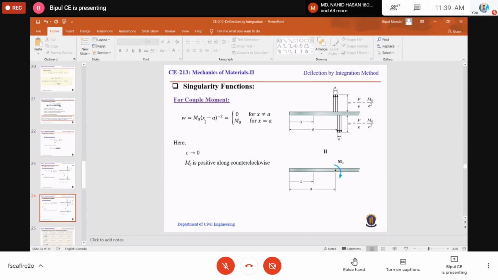Okay, and the criteria is when x is other than a, that means when x is either greater than a or less than a, then there is no applied moment. That means uniformly distributed load will be 0. And when x is equal to a, then W will be M naught. And the condition is epsilon tends to 0, epsilon is very small.